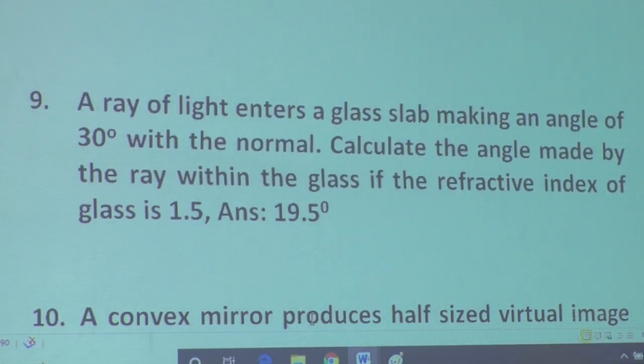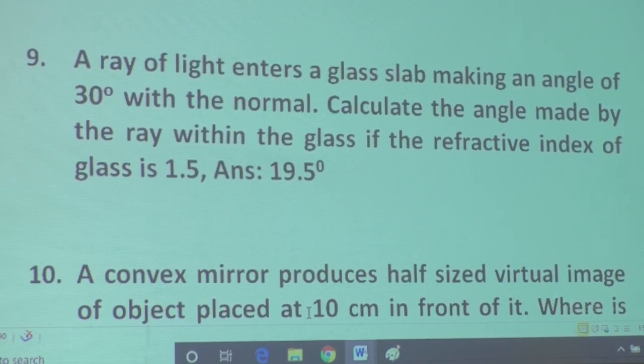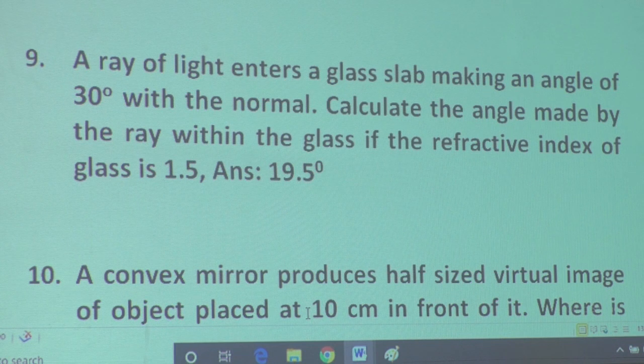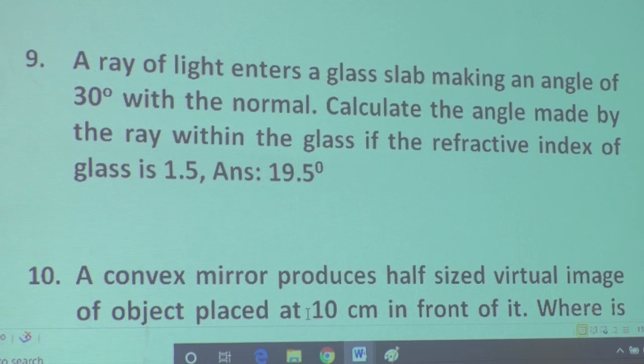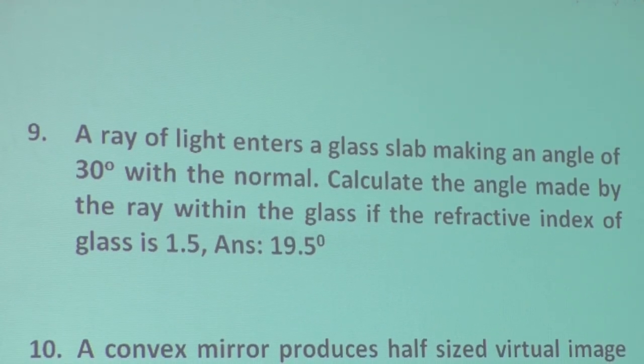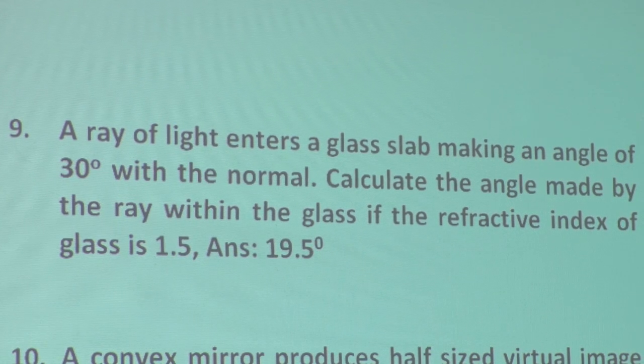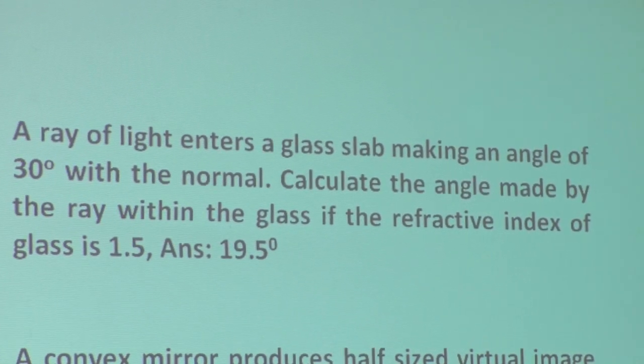Yes. Here also you require this. Okay, see the problem first. A ray of light enters a glass slab, making an angle of 30 degrees with the normal. Calculate the angle made by the ray within the glass if the refractive index of glass is 1.5.